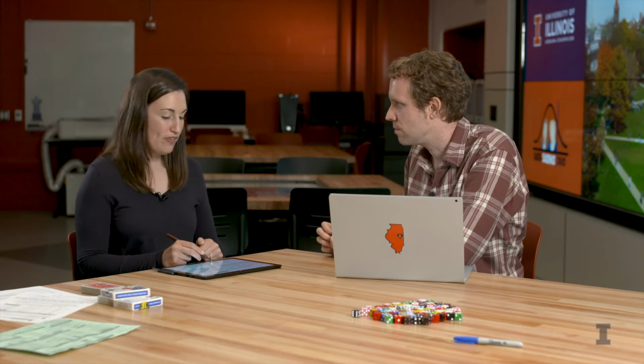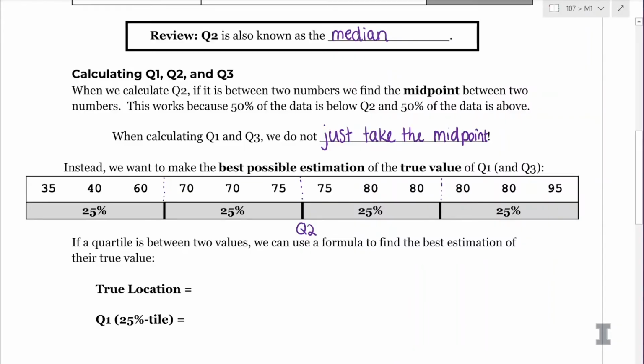So basically, there's a formula that we can use to find the true location, and then we can find that exact value in this data set. So we are going to use this formula, which basically says we're going to take the number of data points and subtract 1.